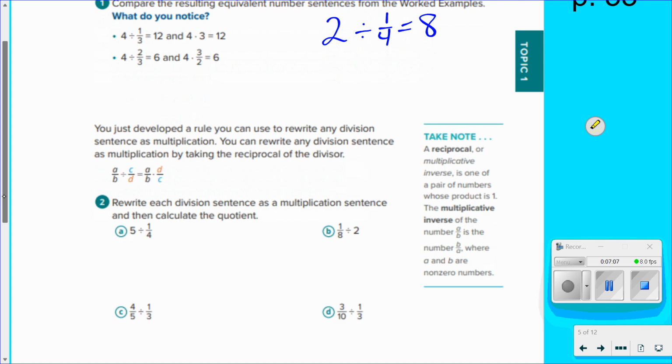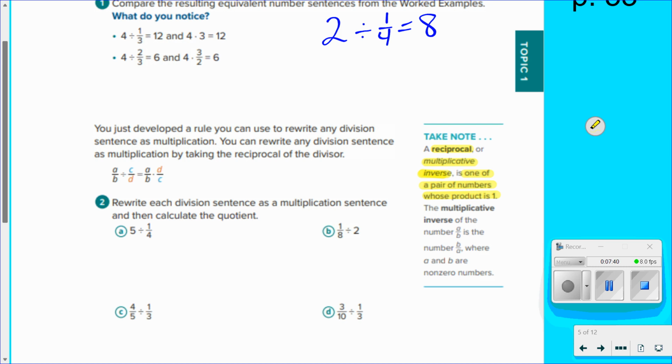We have what we call a reciprocal or multiplicative inverse. It is one of a pair of numbers whose product is 1. Guys, please quiet down. It shouldn't take a lot of conversation to get out a highlighter. So to say this in English, a reciprocal means 2 numbers that I multiply and the product is 1. So if I multiply a number by another number and the product is 1, those are what we call reciprocals.